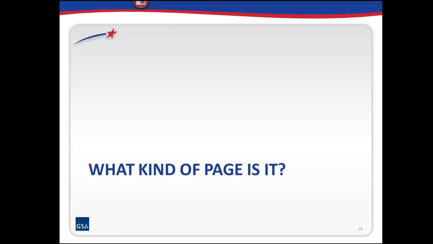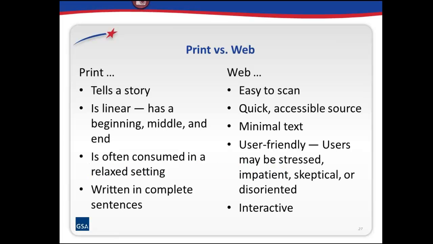So another thing to consider on websites is what kind of page is it? And that's a really important question. And part of that is the difference between print and web. Print tells a story, is linear. You generally have to start at the beginning, go on through the middle, stop at the end. You can take it on the metro, you can take it to coffee shops, you can take it to the park, you can read it in full sunlight, all of this, and it's mostly written in complete sentences.